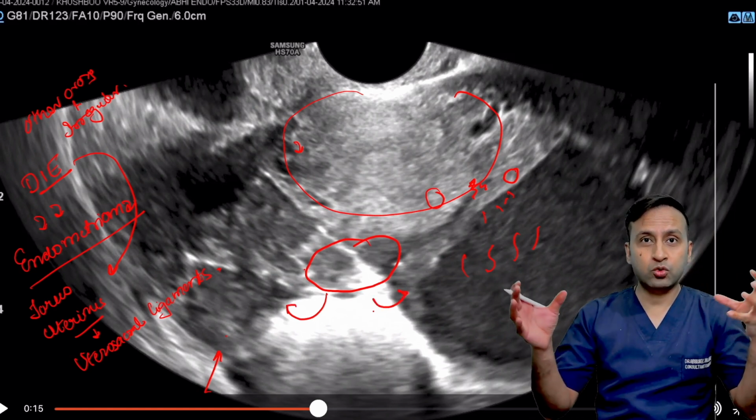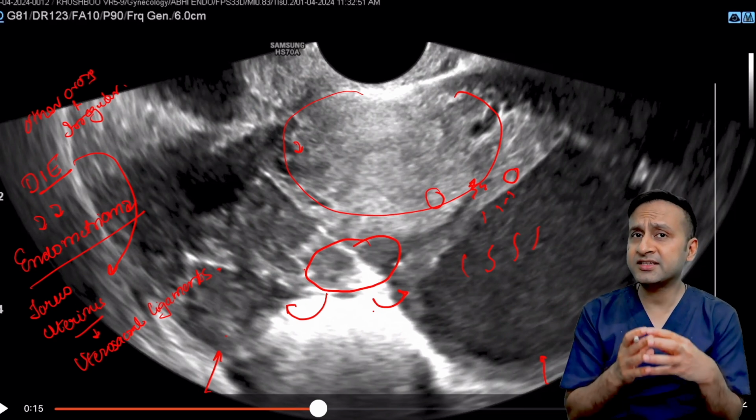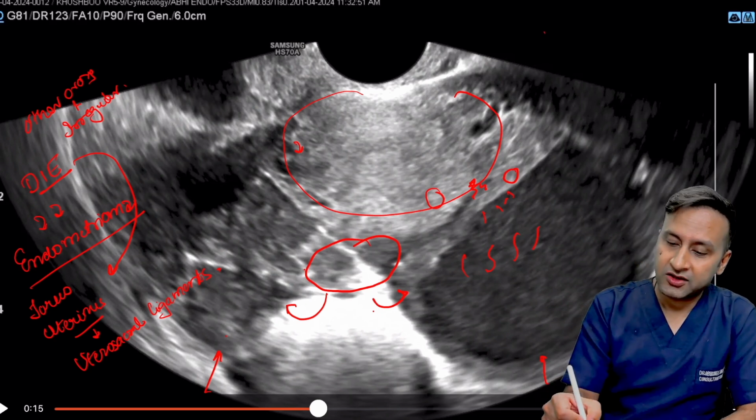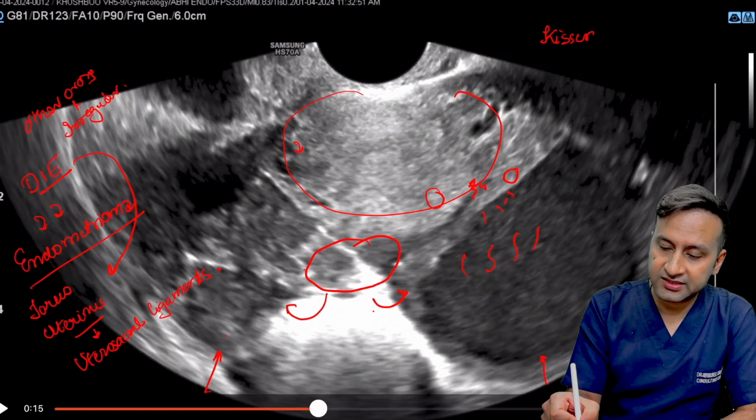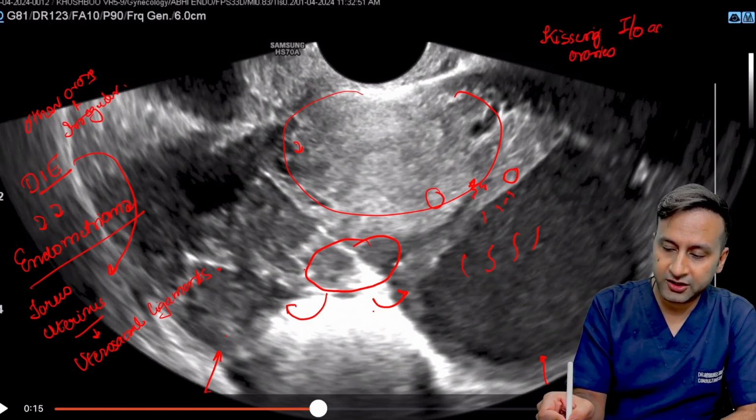And this is pulling both the ovaries in the midline. So this is the classical appearance of kissing ovaries. So the other observation that we've got is kissing ovaries, which represent nothing but inter-ovarian adhesions.